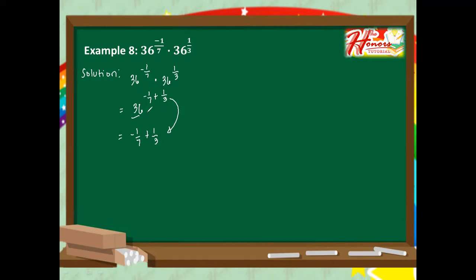Let's use butterfly method. It is because the denominators are not the same, meaning this is a dissimilar fraction. So negative 1 times positive 3 is negative 3. 7 times 1 is 7. 7 times 3, that is 21. So we have here negative 3 plus 7 over 21.